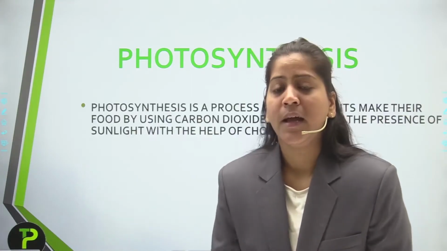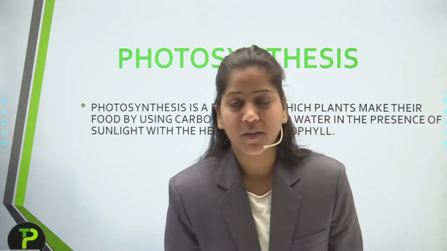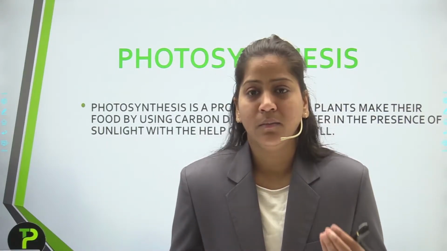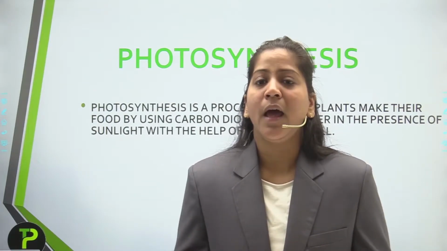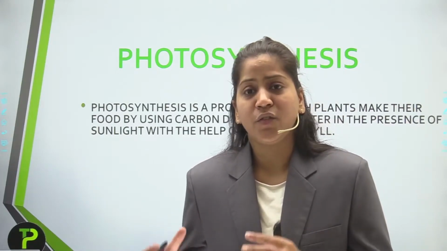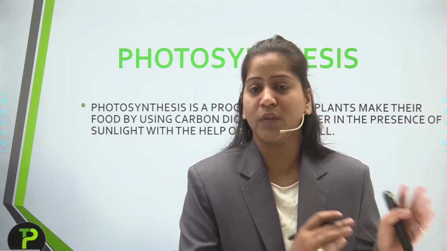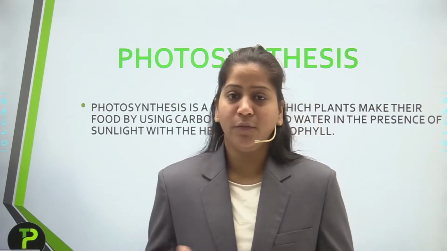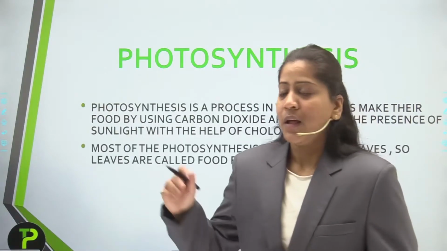What I am saying is, plants can make their own food by the process known as photosynthesis. Now, what is photosynthesis? It is a process by which plants make their own food with the help of carbon dioxide, water, chlorophyll, and sunlight. These are all the components which help in photosynthesis, or the components by which plants make their food.